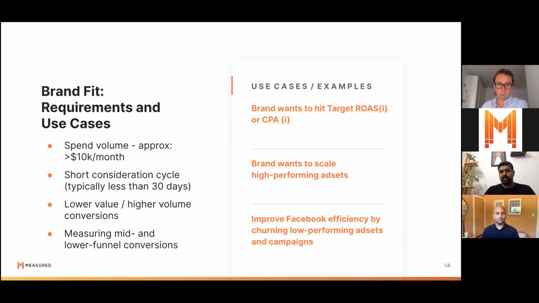And the brands with a lot of conversions, a high number of conversions, as opposed to big value conversions and a low number of conversions. So the former one will be the ideal candidate for the testing. And if your goal of testing is to measure lower funnel conversions or some mid funnel engagement activities, that will be a good fit for the Facebook incrementality testing.